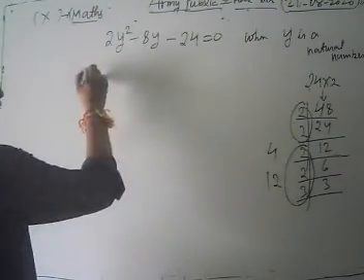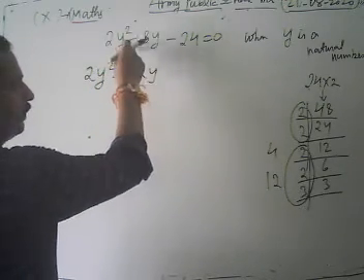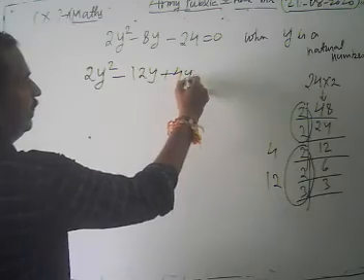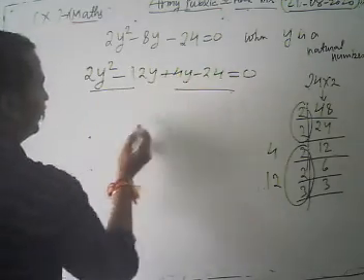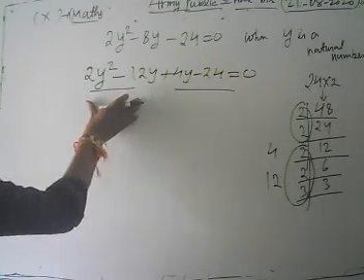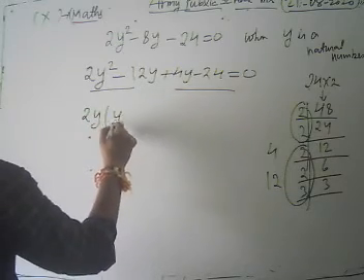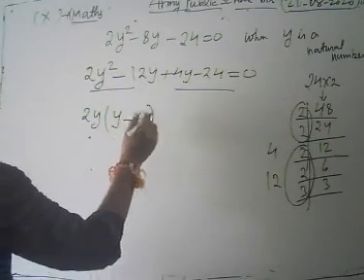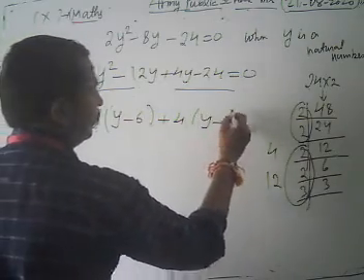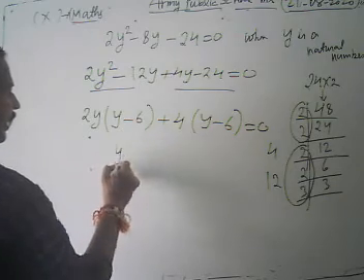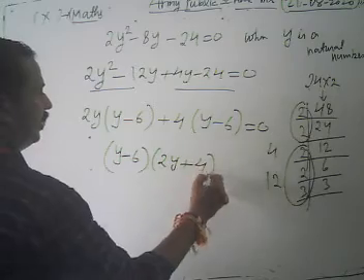Then we are going to split our middle term: 2y square minus 12y, because we need minus 8, plus 4y minus 24 equal to 0. Then we are going to make pairs here. In the first pair, we take common 2 and y, then we have y minus 6. And here we take 4 common, then y minus 6. And the second pair is 2y plus 4 equal to 0.